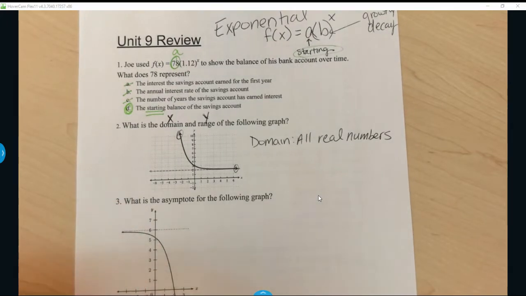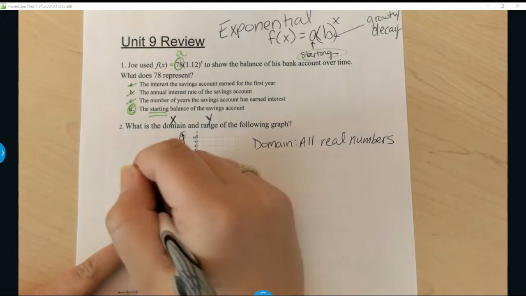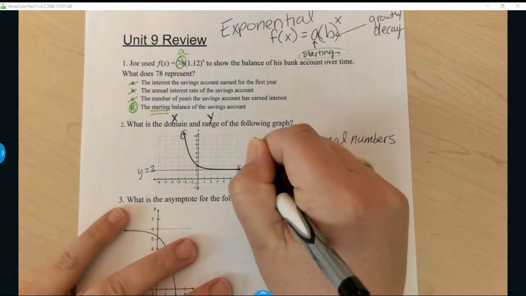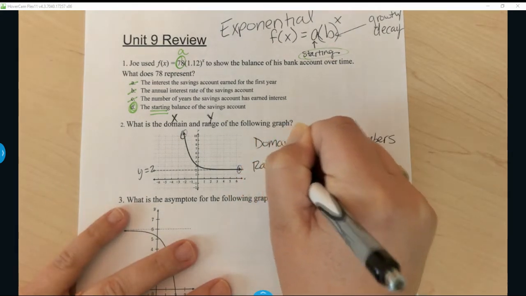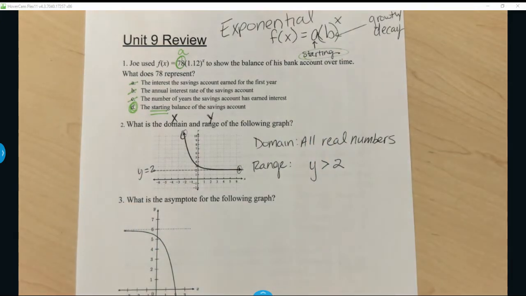Next up, talking about range. This is something that you want to associate with the asymptote if it's horizontal. So right here, the asymptote is at y equals 2. So I know that it's going to go all the way down to almost touching 2, but it's not going to actually touch it. So our range will be y is greater than 2.